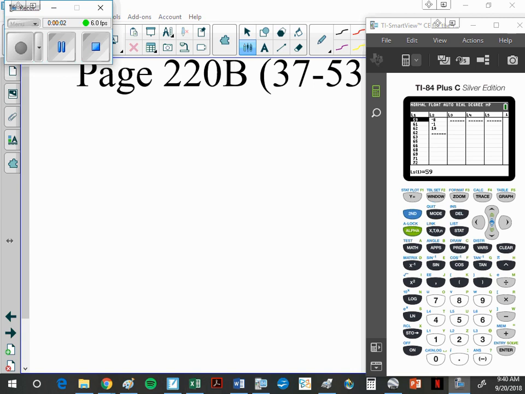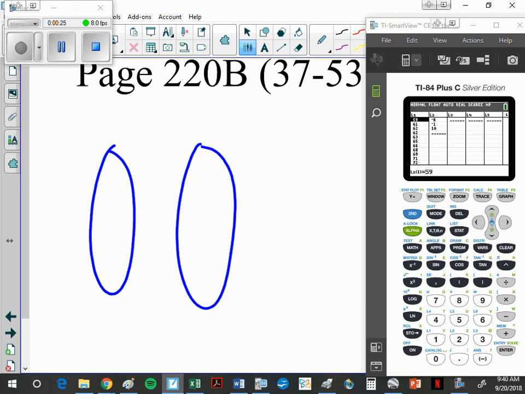If you look at 22b, 37 to 53, it says each of the functions is 1-to-1. How nice. Find its inverse and check your answer. State the domain and range of both f and f inverse. So we know what an inverse does. If we had a domain, and it has to look like this because it has to be 1-to-1, f takes the domain and turns it into the range, and f inverse goes backwards.